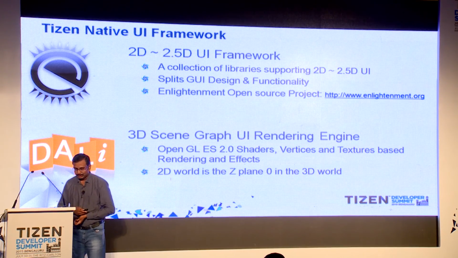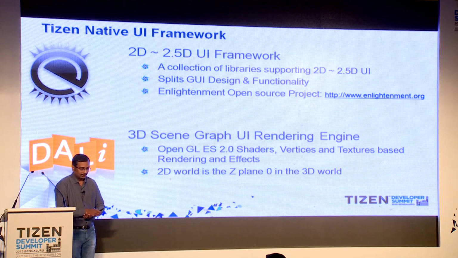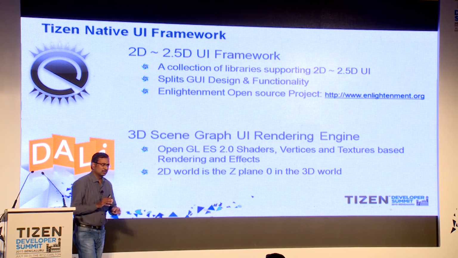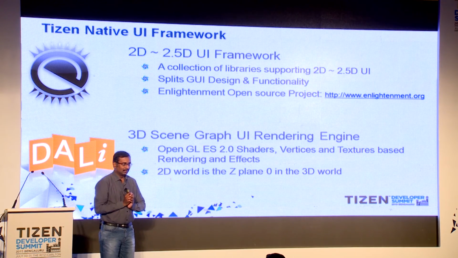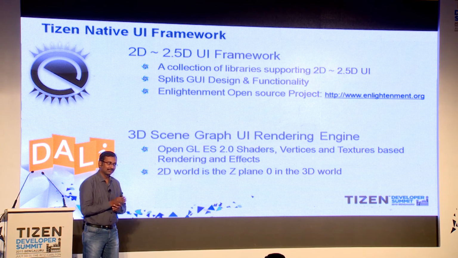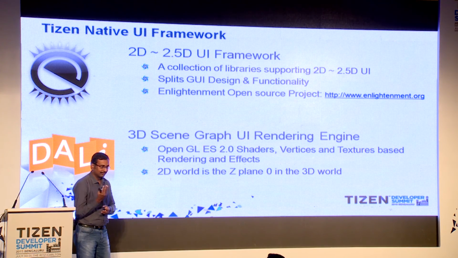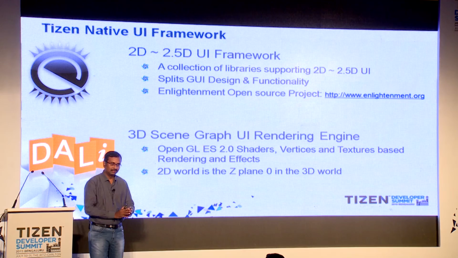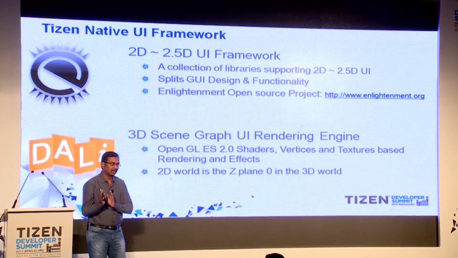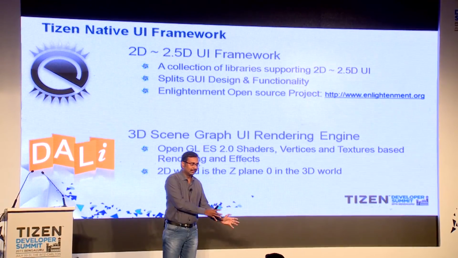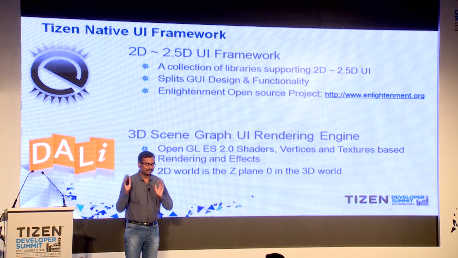Let's get into these 2 UI frameworks, EFL and DALI, in detail. EFL, Enlightenment Foundation Libraries, is an open source project. It is a 2D, 2.5D framework. So why 2.5D? It provides a set of 2D animations, effects, UI development, as well as a 3D environment. You can have a set of 3D effects also, so that's why we call it 2.5D. EFL can run purely on software, or you can have hardware acceleration. It runs on OpenGL also. The specialty of EFL is that it splits your functionality and the GUI logic, how things should look and feel.